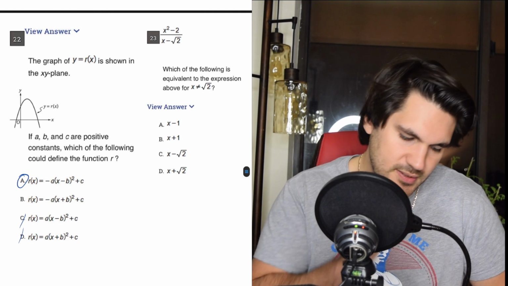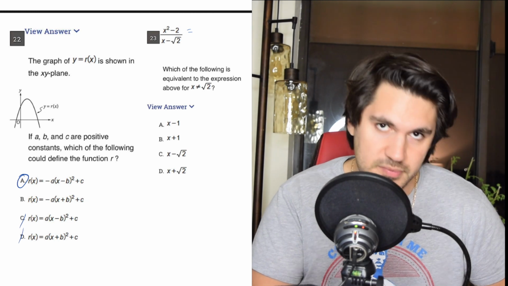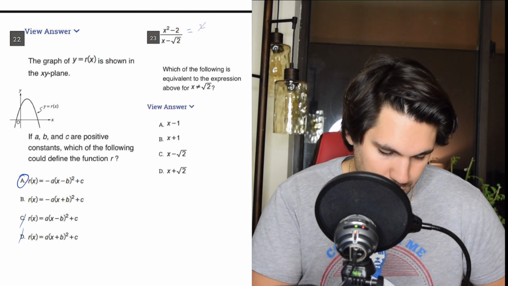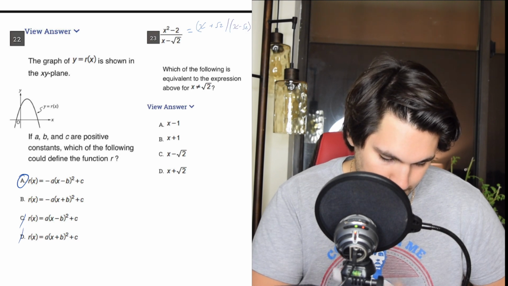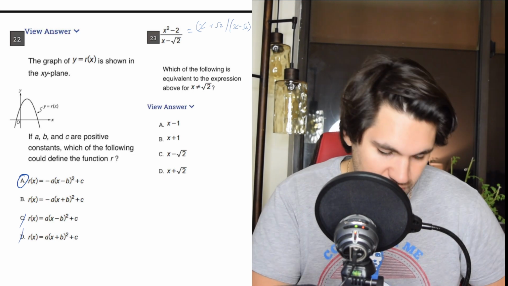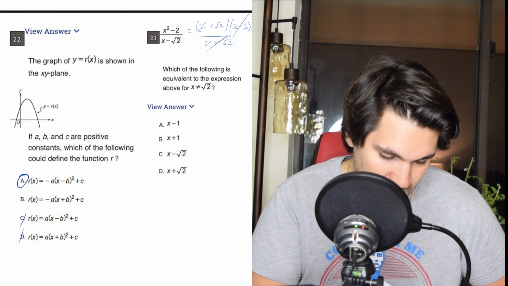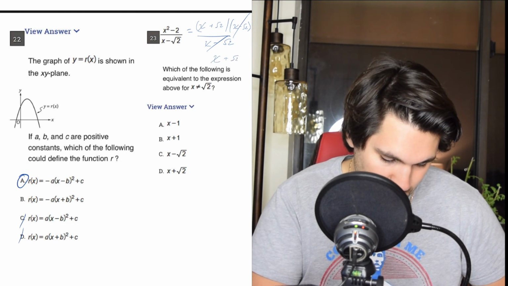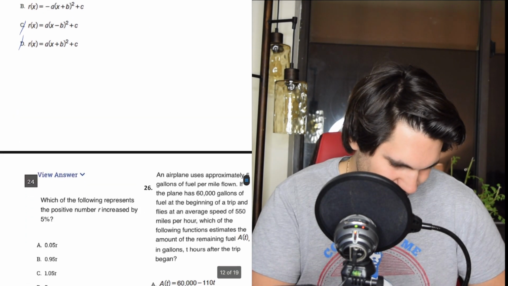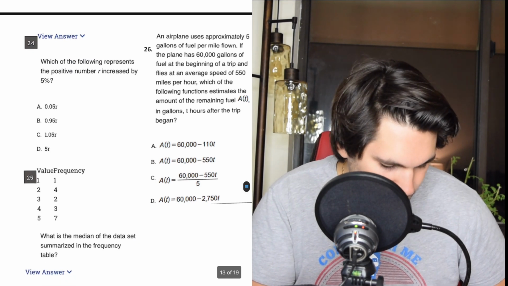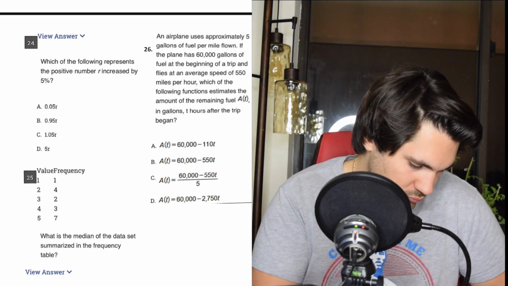23, which of the following is equivalent to this? Well, let's rewrite it. So this actually becomes x plus root 2 times x minus root 2, because when you fold this out, you get x squared minus 2 over x minus root 2. So those cancel out, and you're just left with x plus root 2, which is going to be D. Yes. Number 24, which of the following represents the positive number r increased by 5%? That's just 1.05r. C.